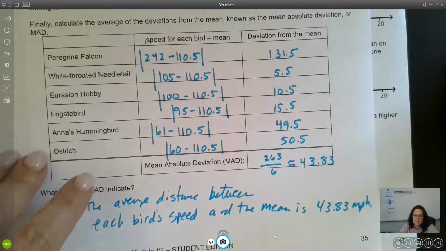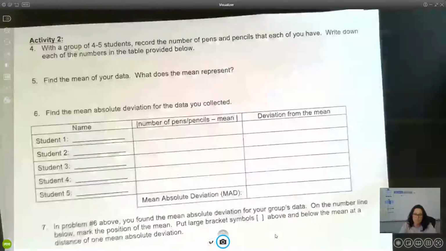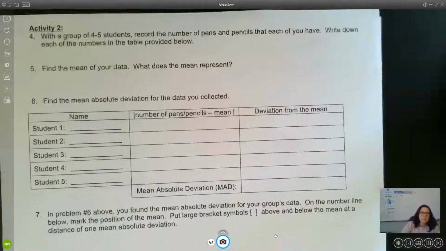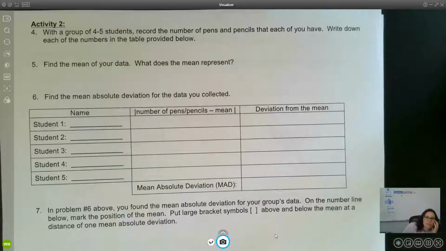Okay, next example. This is with a group of 4 to 5 students, record the number of pens and pencils each of you have. Write down each of the numbers in the table provided below. Find the mean of your data. What does it represent? And then find the mean absolute deviation.